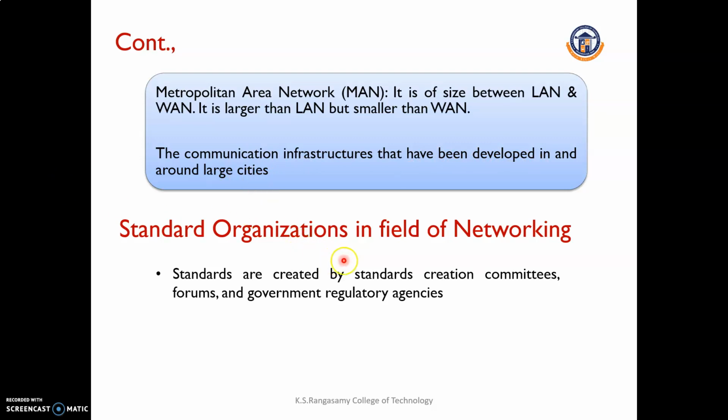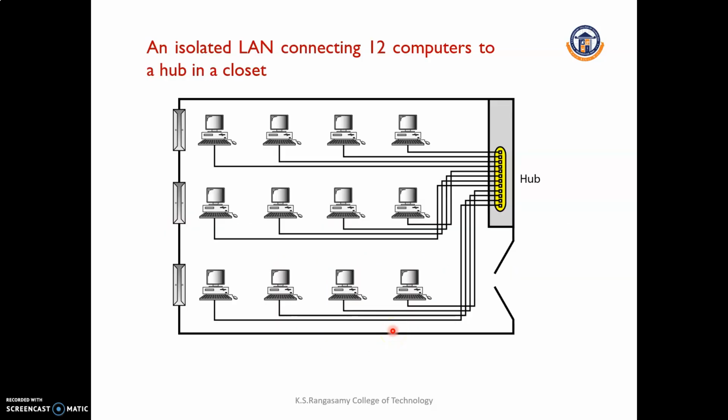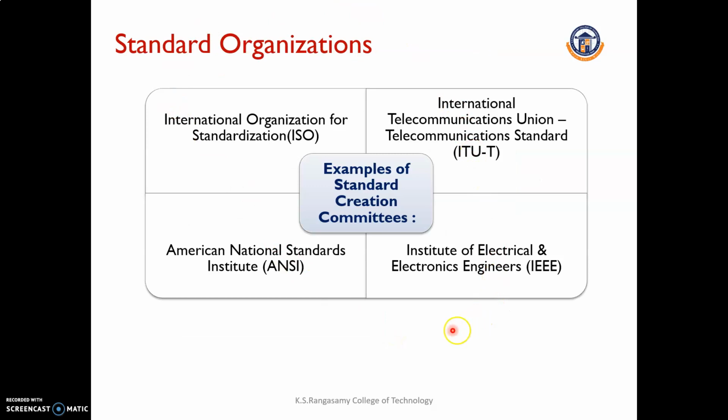Here we consider some standard organizations in the field of networking. The standards are created by standards creation committees, firms and government regulatory agencies. Here see some standard organizations we are using in the network field. The first one is the ISO, International Organization for Standardization. The second one is the ITU-T, the International Telecommunication Union Telecommunication Standardization Sector. Next, ANSI, the American National Standards Institute. The last and major one we are using is the IEEE.